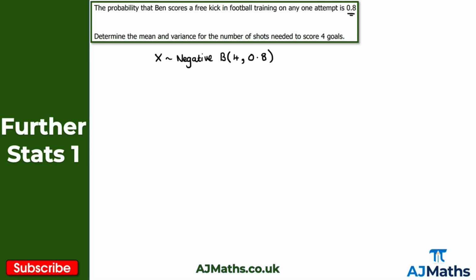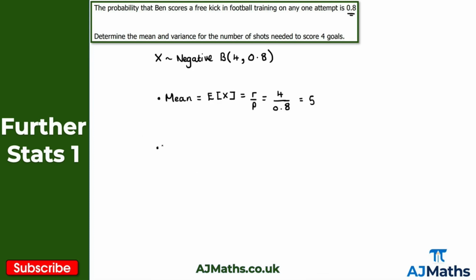So now all we need is simply the mean and variance, and all we're doing here is using the results that we established at the beginning of the video. So for the mean, in other words, the expectation of x, that's given as r over p. That would simply be 4 divided by 0.8. Like so. And 4 divided by 0.8 would give us 5 for the mean.